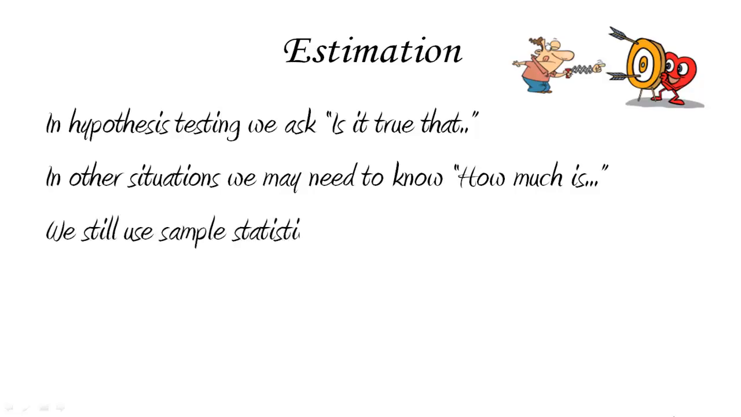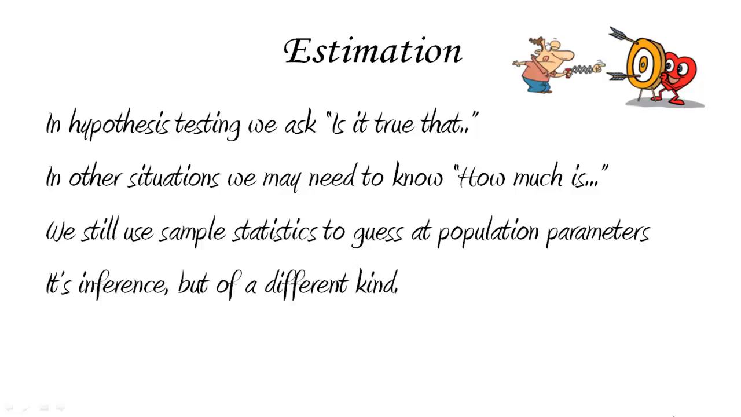Now, we're still going to use the same procedure in terms of using sample statistics to guess at population parameters. Of course, what we're trying to do is use the sample statistics to make an educated guess. So we're still doing inference, but it's inference of a different kind. Well, let's see what kind.